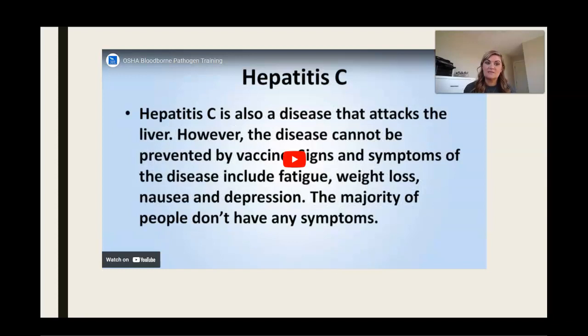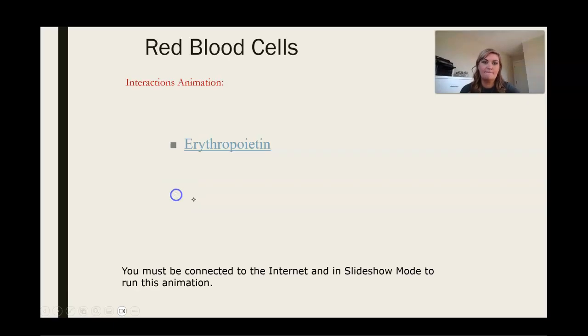And here is a simple video on hepatitis C. Hepatitis C is going to be an important disease that attacks the liver, and it can't be prevented as of now with a vaccine. Last time I checked, they did have some medications that were out, but we have certain vaccines for some hepatitis, but right now they're working on this one, I'm sure.